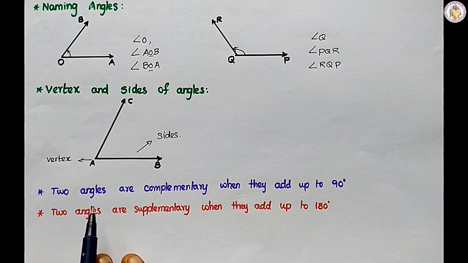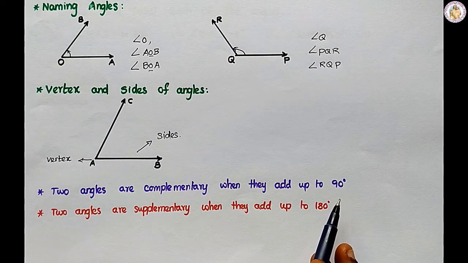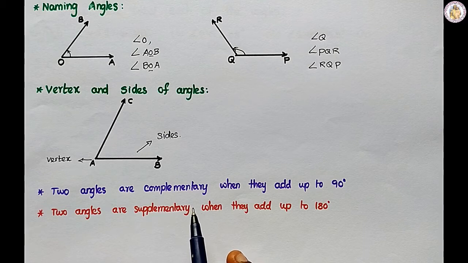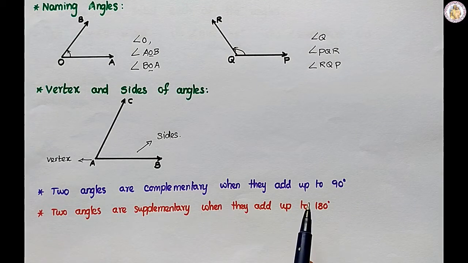Next one, two angles are complementary when they add up to 90 degree. If we add the two angles, it should give 90 degree, then only it is a complementary angle. Then two angles are supplementary when they add up to 180 degree.